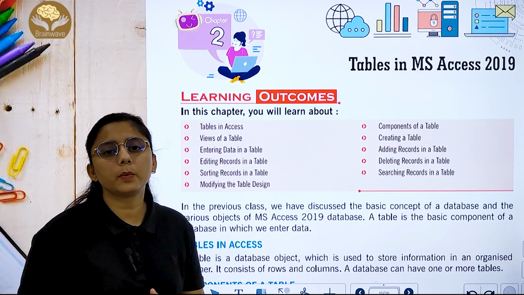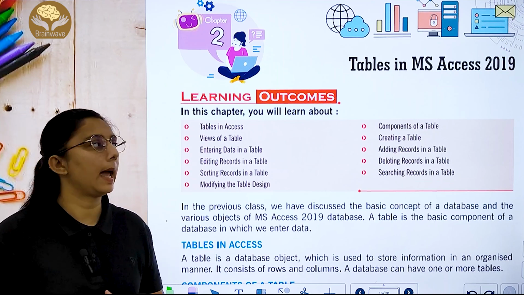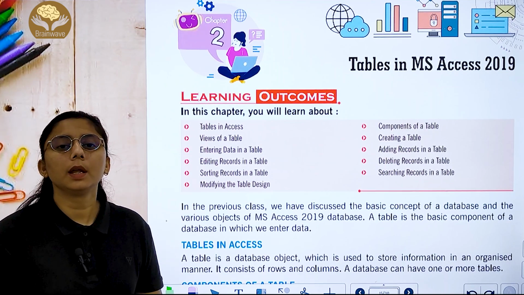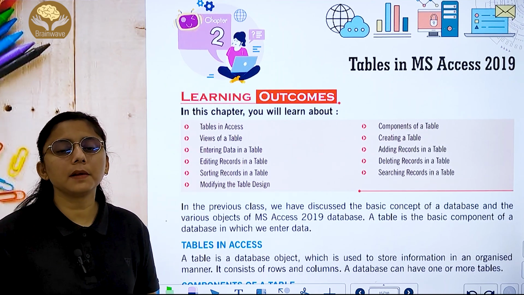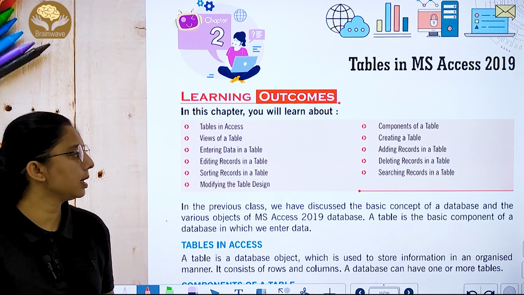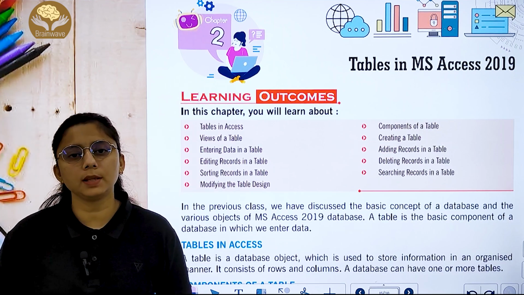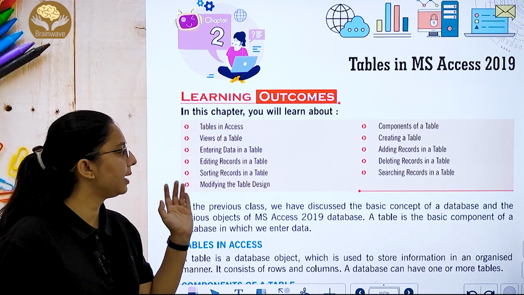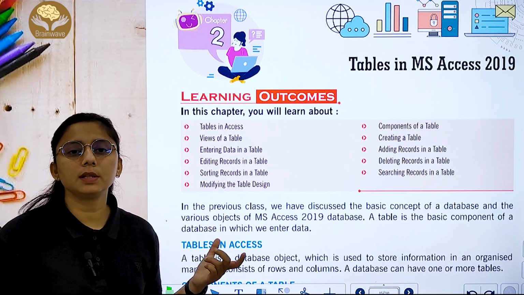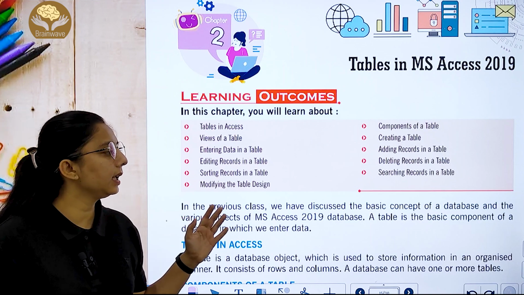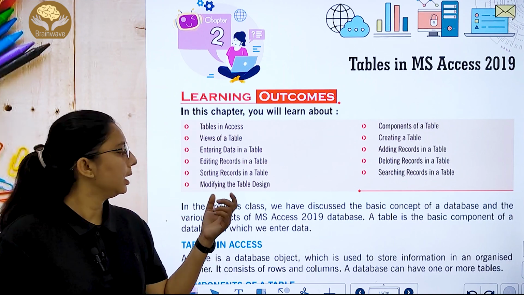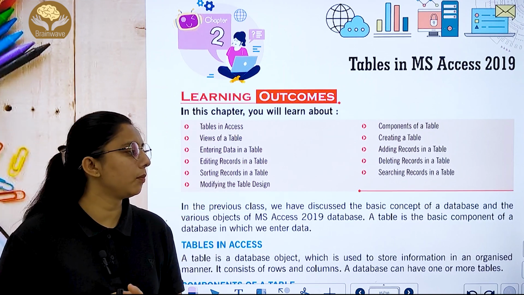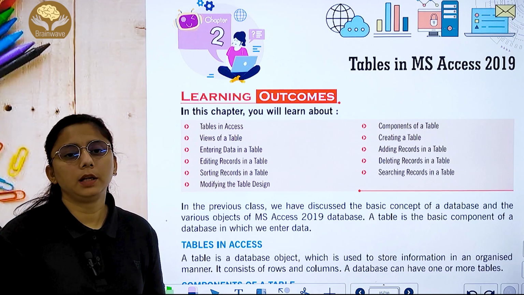Now today, let's start with chapter number 2, Table in MS Access 2009. In this chapter, I will tell you about Access, what is table in Access, what are its components and views of the table, and how you can create a table and enter data. If you want to add records, how will you do it, how will you edit, and delete records? Then we will study about sorting, modifying and searching in table.